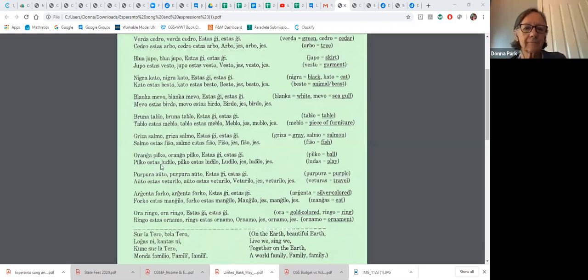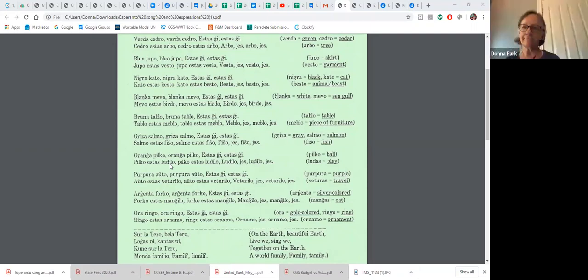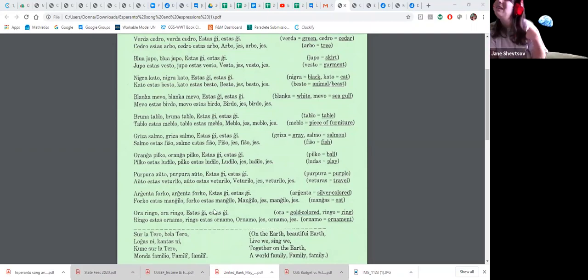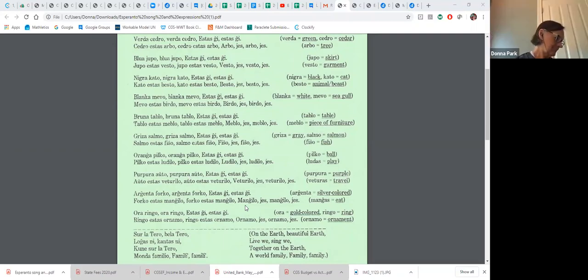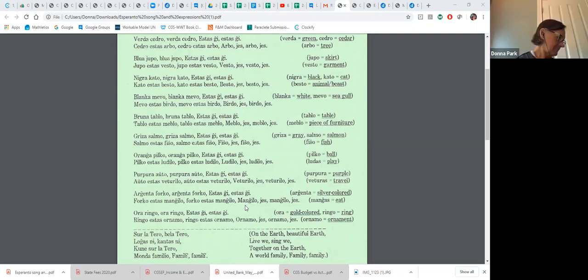With Esperanto, you can learn manĝi, and then ilo, and then it becomes very easy to remember that a manĝilo is something you eat with, a spoon or a fork, a utensil. Or a ludilo, because ludi is to play. Ludilo is something you play with. So it's designed to save on memorization.